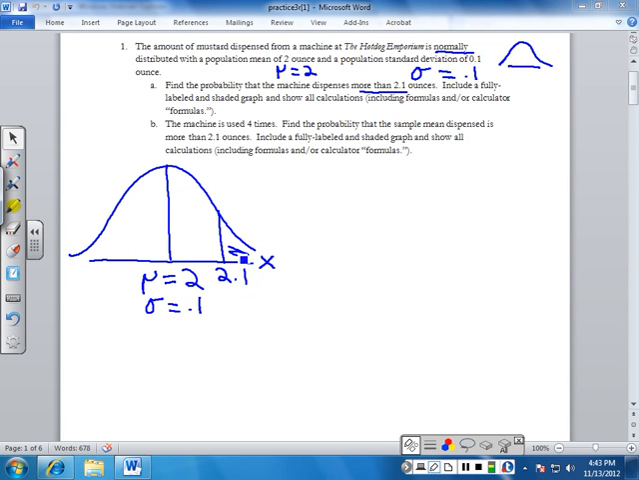And we're looking above. So we're going to find how many standard deviations above the mean we are. Of course, you can probably see it's 1. But I'm going to go ahead and write the formula and all that. It's z is equal to x minus the population mean over the standard deviation. That's 2.1 minus 2 over 0.1. And that comes out to equal 1.